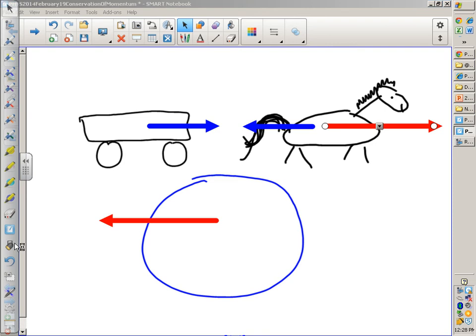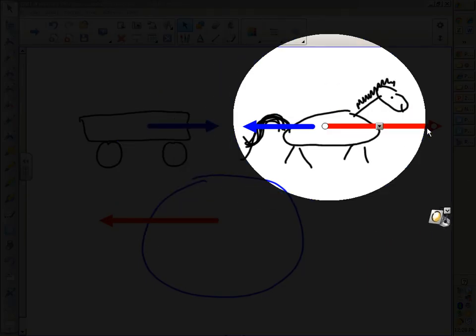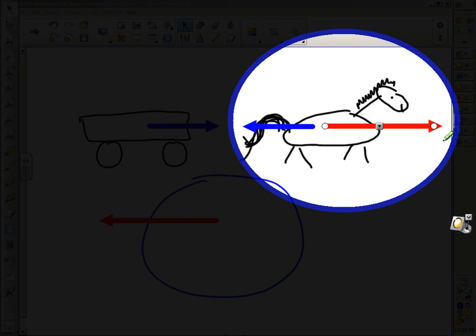And now, if we spotlight the horse, expand our spotlight here a little bit, is this horse going to move? Yeah. Which way? Forward, to the right, because there's a bigger force that way than the other way.